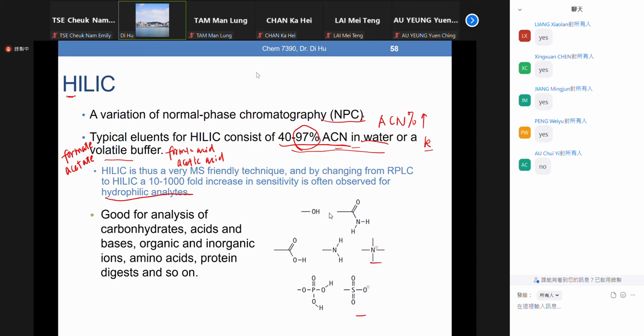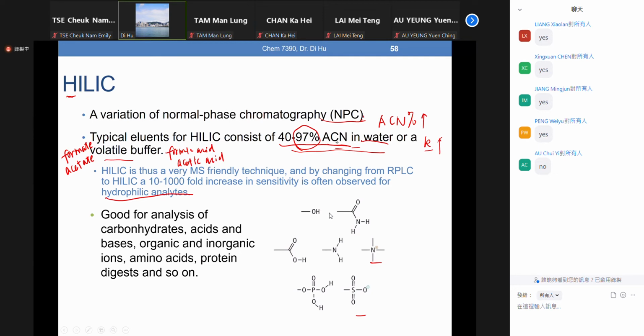Any idea? Actually, because now we're dealing with polar compounds, right? Water and ACN, which one more easily washes them out for hydrophilic analytes? Water is more polar, so water can more easily wash them out, right? That's why in HILIC chromatography, when we use a higher fraction of the organic solvent, the retention actually increases, right? Because ACN compared with water is less polar.